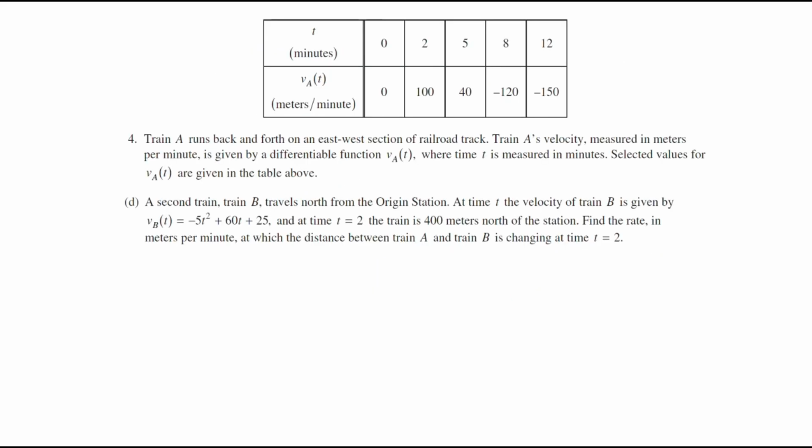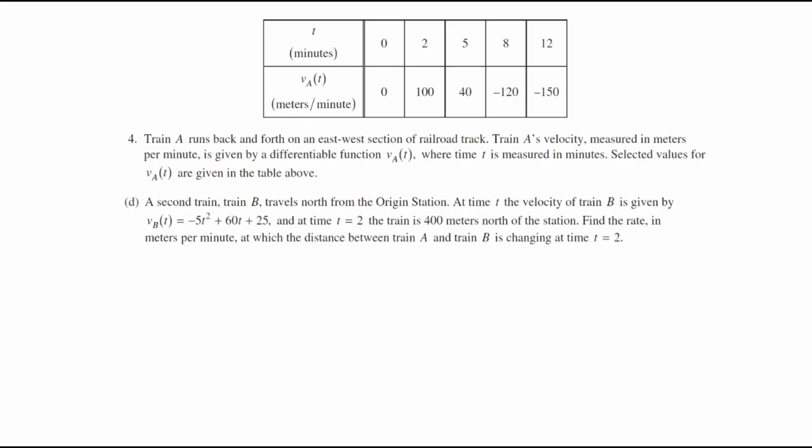All right, and then we've got part D here. We've now got a second train, train B, that's traveling north from the station, and its velocity is this v sub b of t function, and we know that at time t equals 2, the train is 400 meters north of the station. We want to find the rate at which the distance between them is changing.